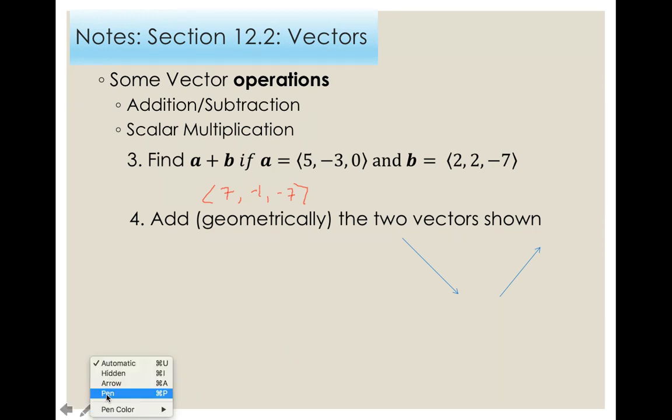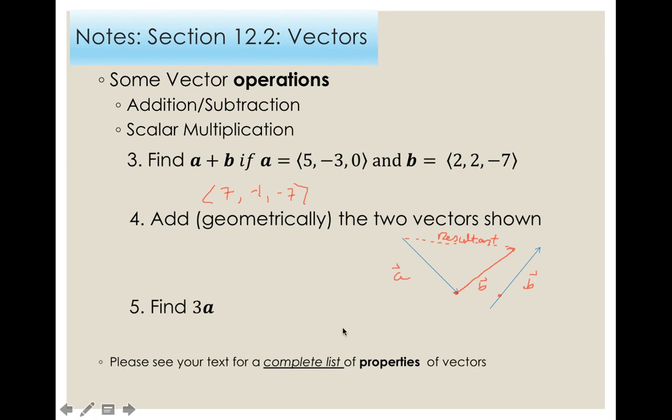So I would think of taking this vector, if this is vector A and this is vector B, taking this tip and putting it on this tail, and that is the resultant. Three times A is just multiplying each one of these by 3, yes? Like taking a vector and dilating it almost. And in your text is a complete list of the properties.